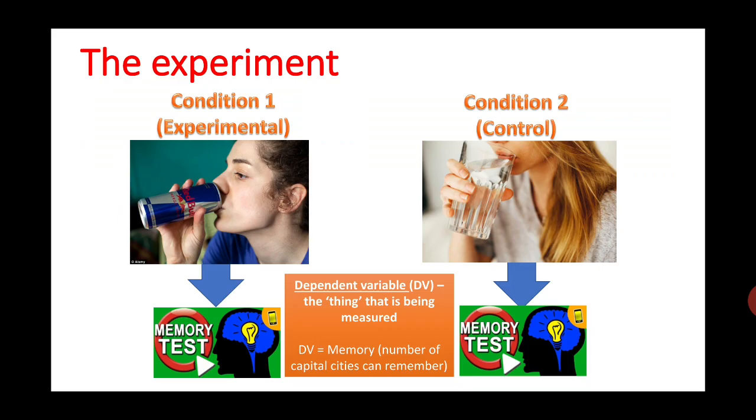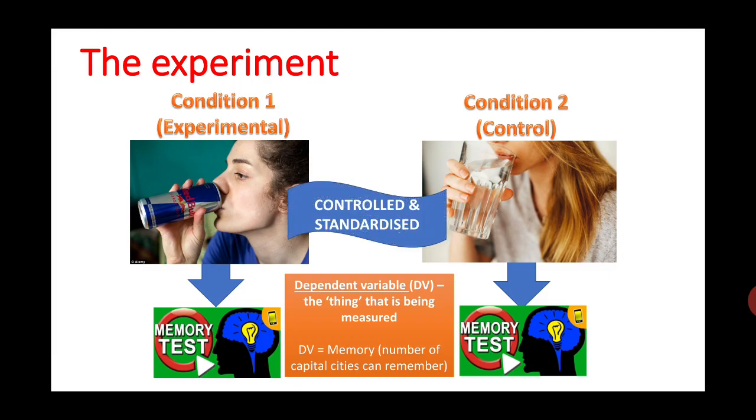Every experiment will have something that is being measured, and that thing that is being measured is called the dependent variable, or the DV to abbreviate. What I'm measuring in my experiment is a person's memory, and specifically I'm measuring that by counting the number of capital cities that participants will remember after I've tested them. So that's what the dependent variable is, what's being measured.